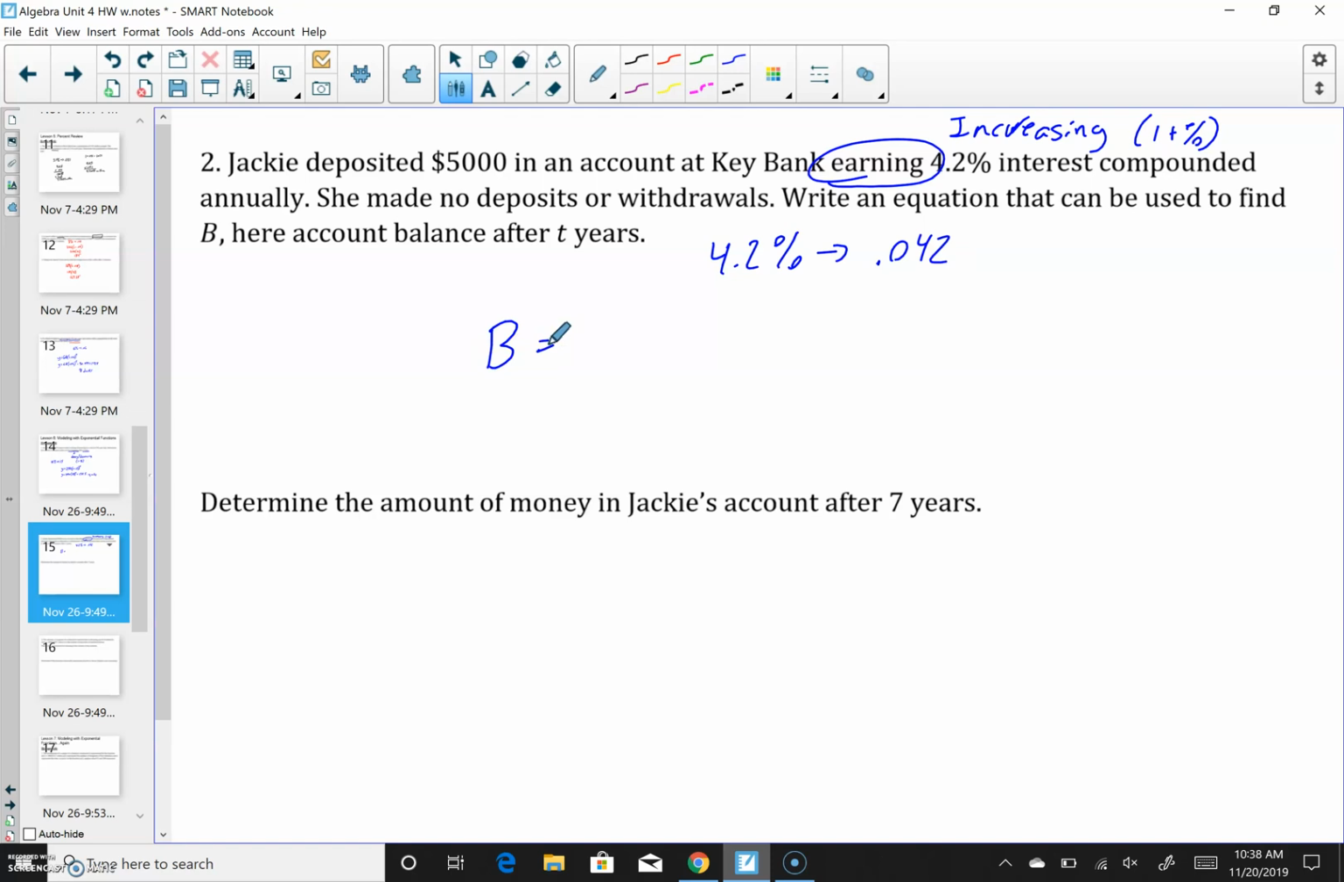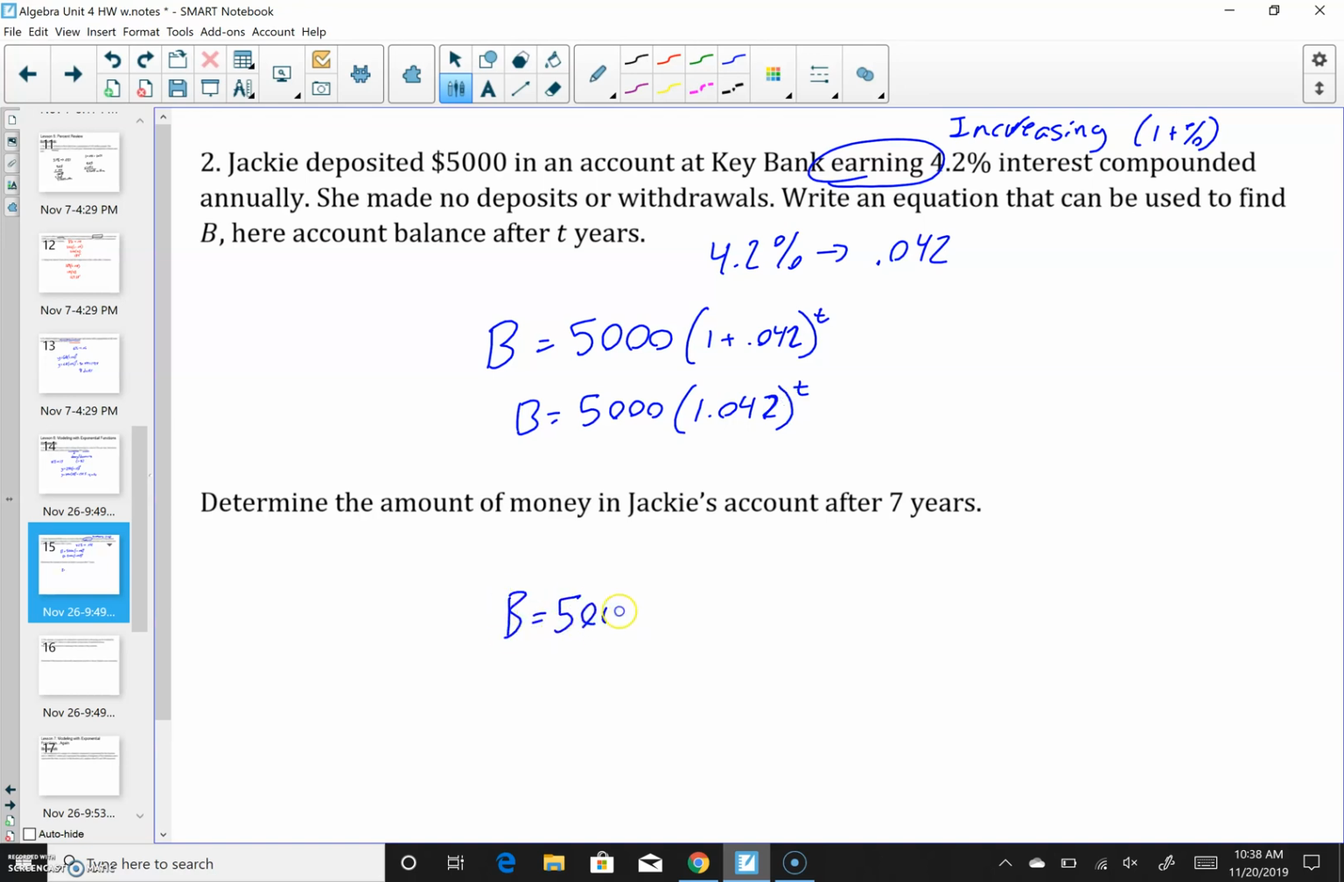So our equation is going to be B equals, she starts with $5,000. We're going to be 1 plus 0.042, and then to the t. So you could also write it like this if you would like, where you just combine the two together and you get 1.042 in your parentheses. It's up to you. Determine the amount of money in Jackie's account after 7 years.